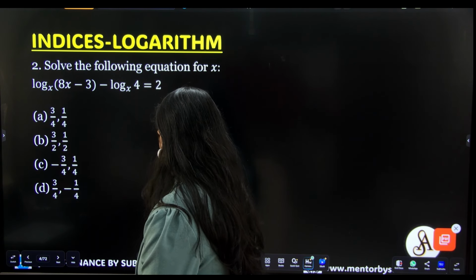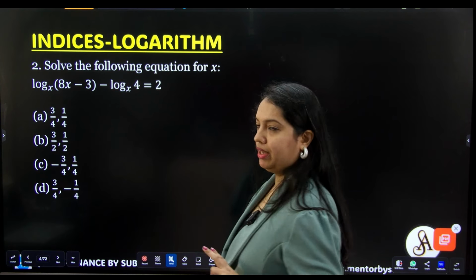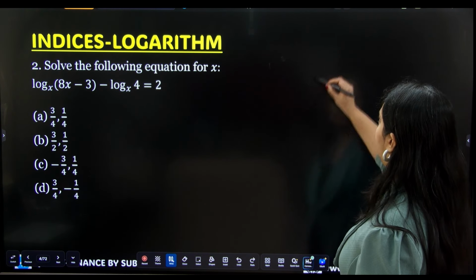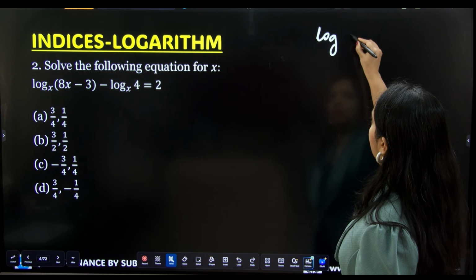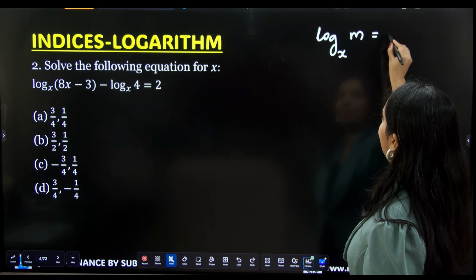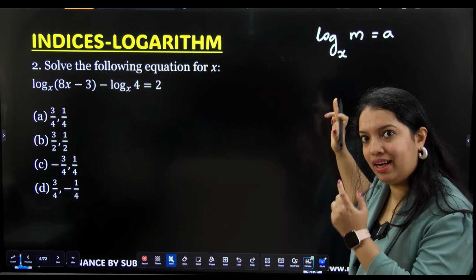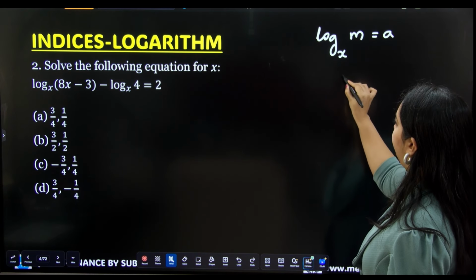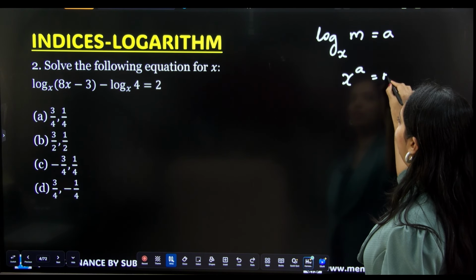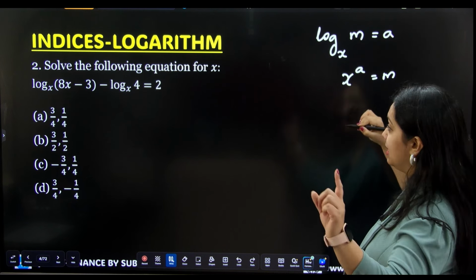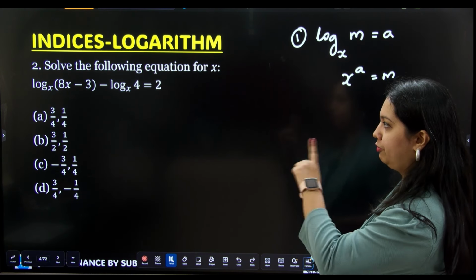Next question is from logarithm. We are applying two different logarithmic rules. Rule number 1: log m to base x is equal to a. This is in logarithmic format. How to convert this to index number format? x to the power a is equal to m. This is the first formula that I am using for this question.